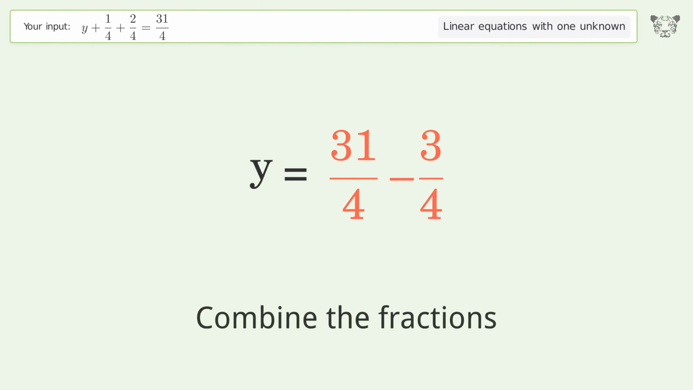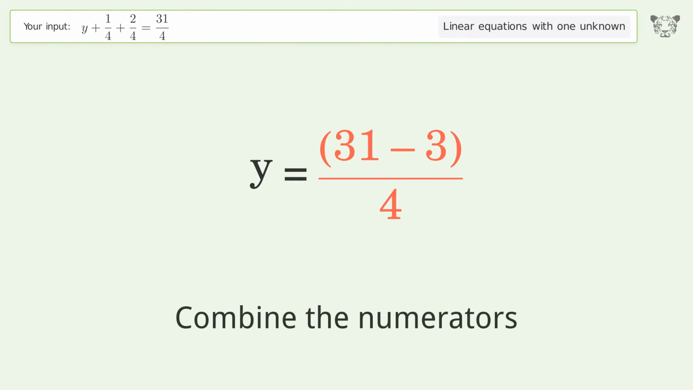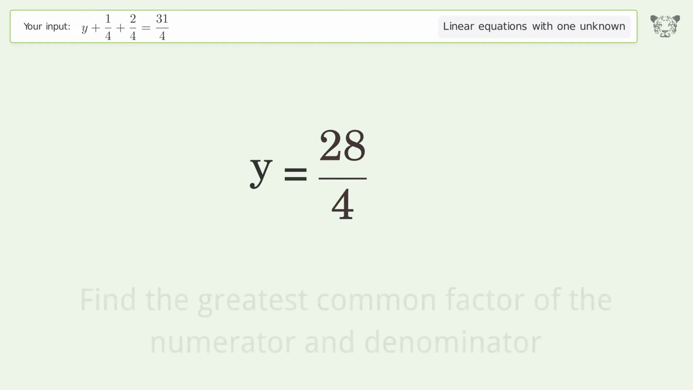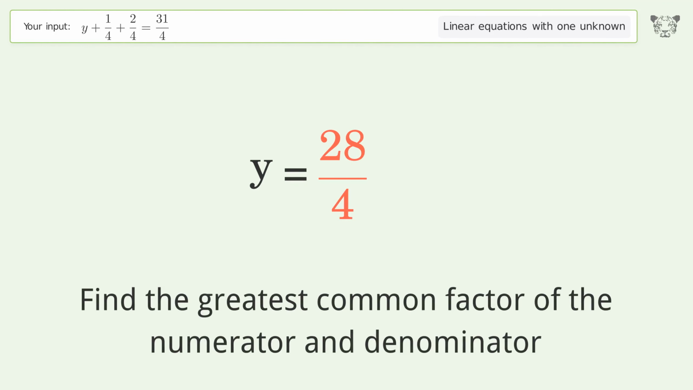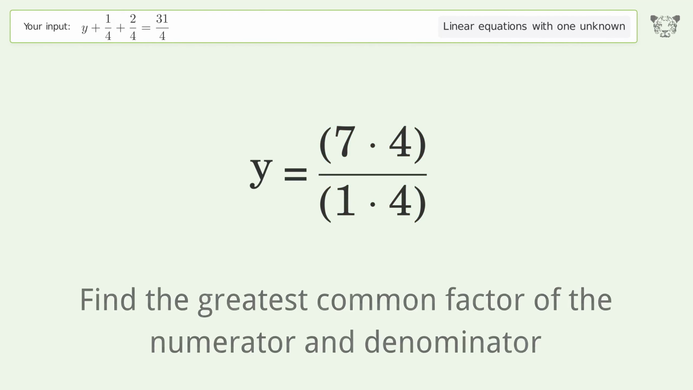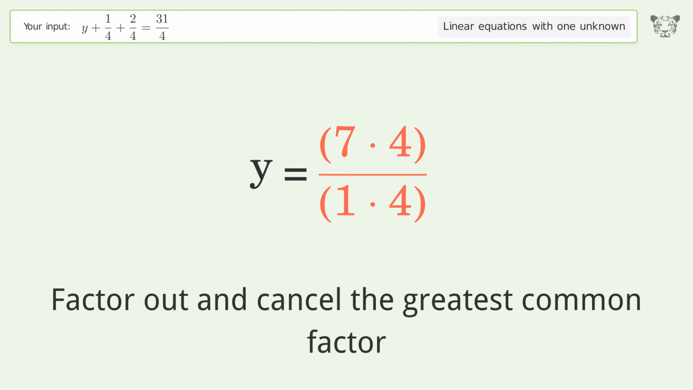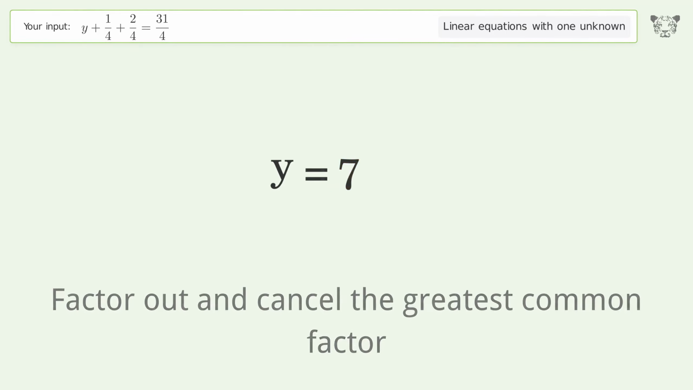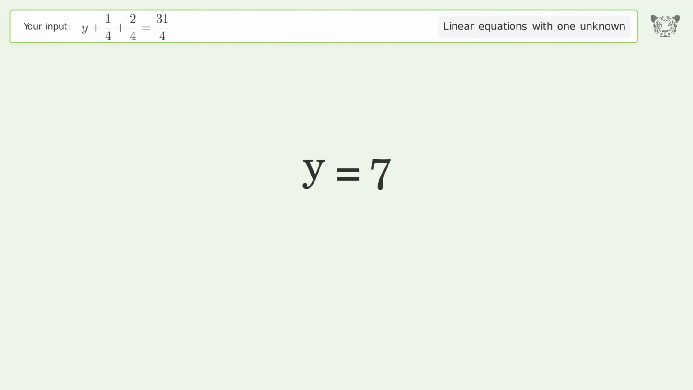Combine the fractions. Combine the numerators. Find the greatest common factor of the numerator and denominator. Factor out and cancel the greatest common factor. And so the final result is y=7.